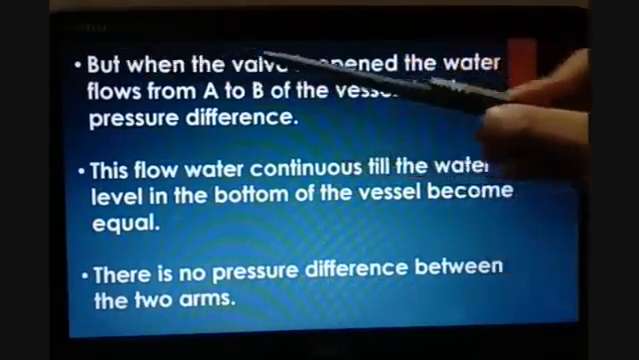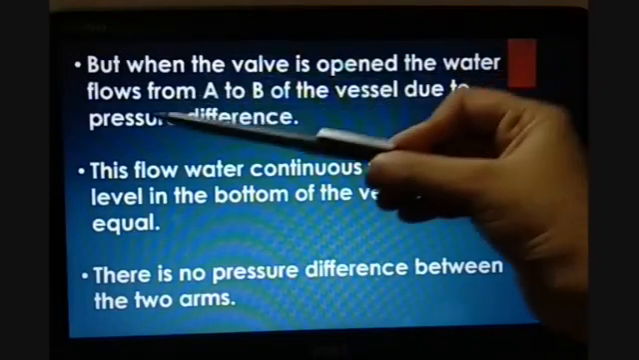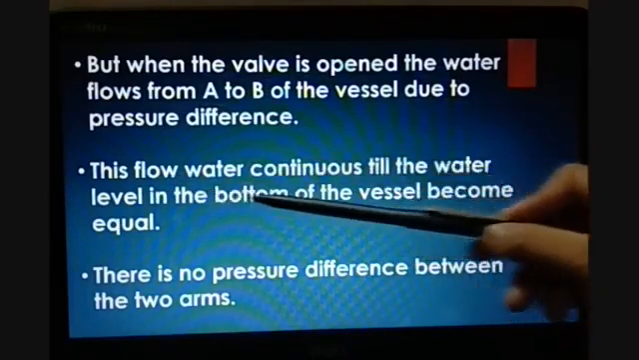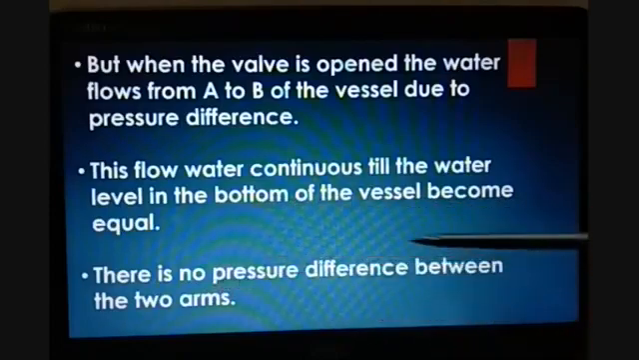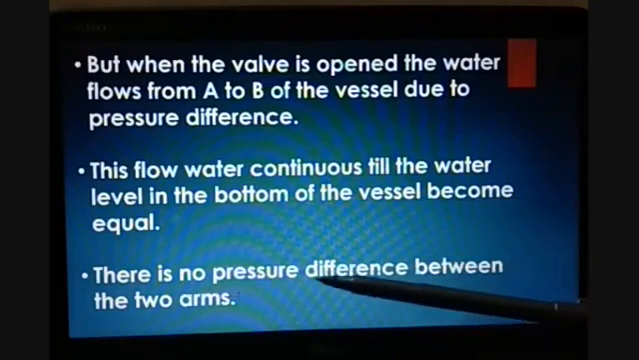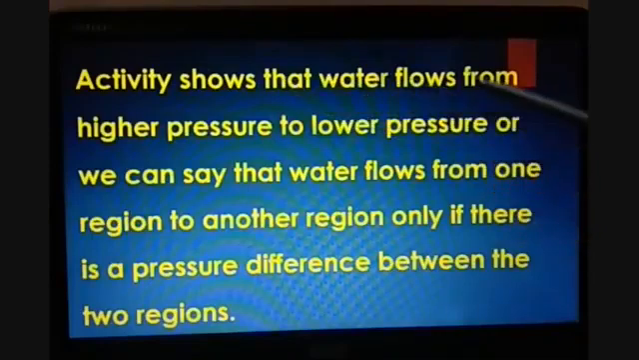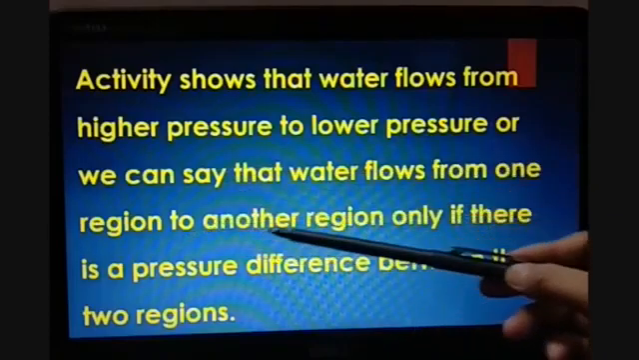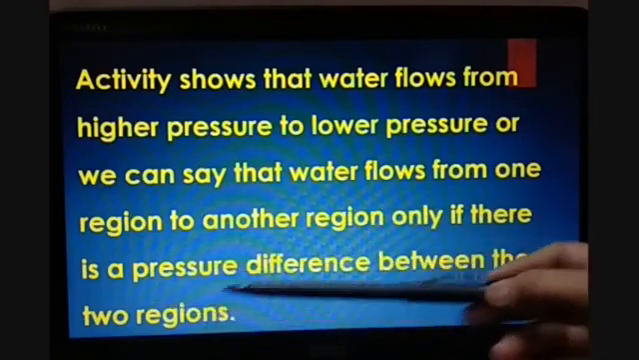But when the valve is open, the water flows from A to B of the vessel due to the pressure difference. This flow of water continues till the water level at the bottom of the vessels becomes equal. There is no pressure difference between the two arms. This activity shows that water flows from higher pressure to lower pressure, or we can say that water flows from one region to another only if there is a pressure difference between the two regions.